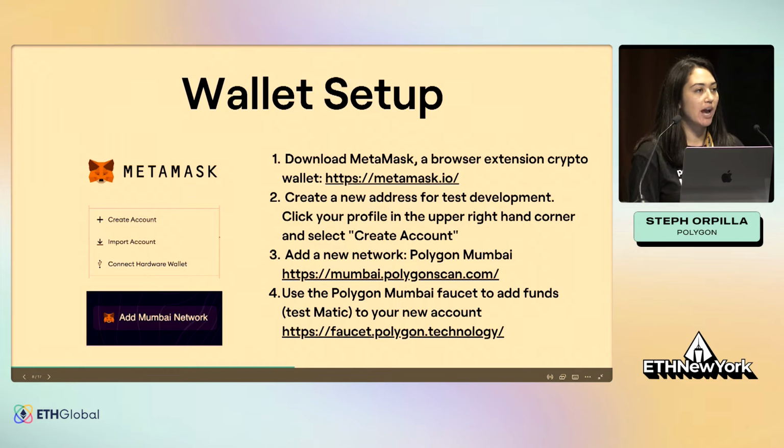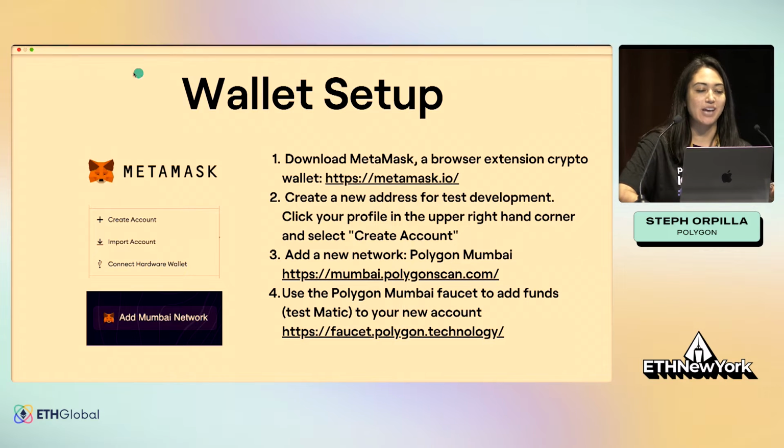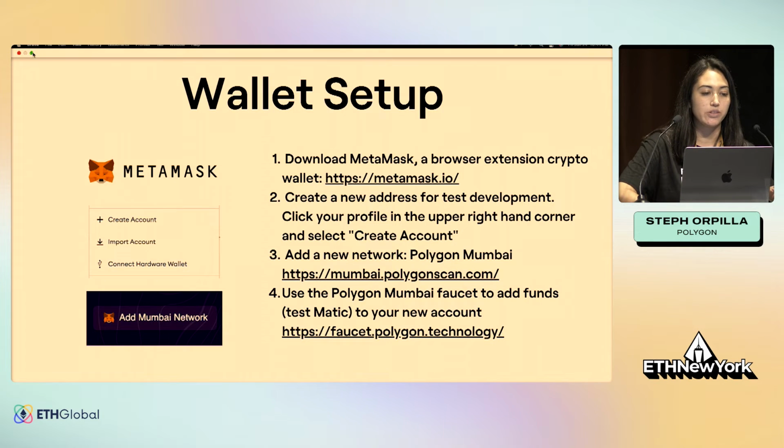So I'm going to go over how to compile and deploy a smart contract on our testnet, which is called Mumbai. So the first thing you have to have is a wallet setup. So download MetaMask, create a new address, add the test network, and then go to the faucet. That's a lot of steps, so I'm just going to run through the whole thing as a demo.